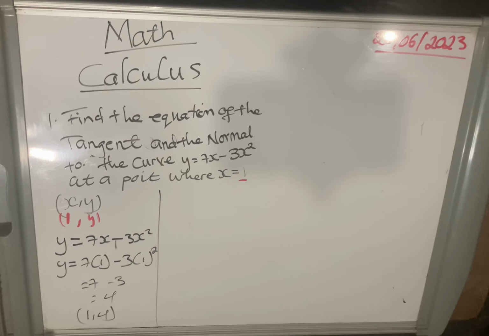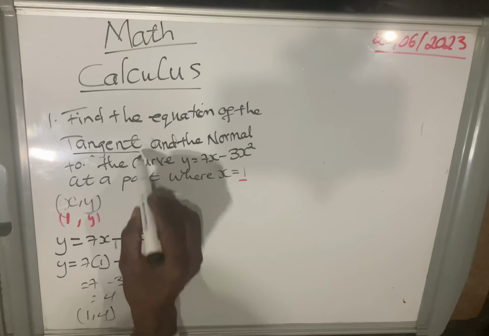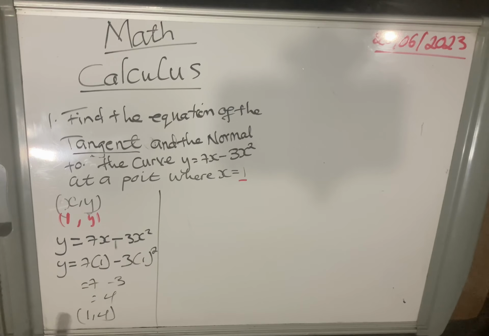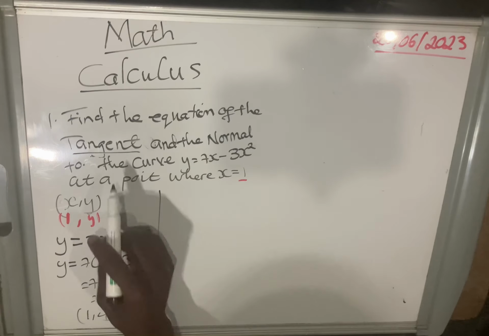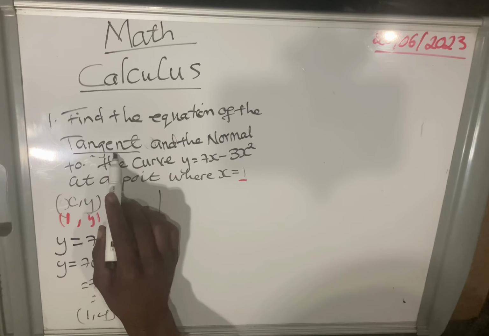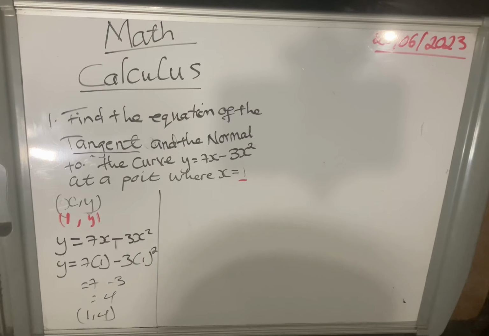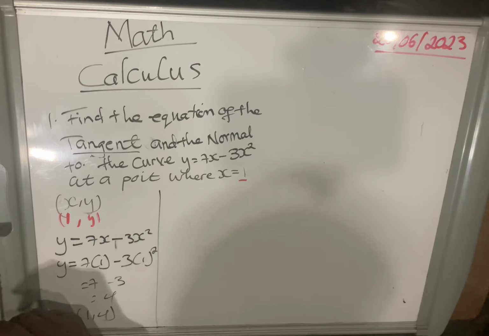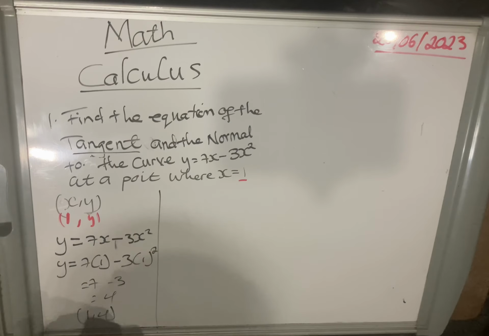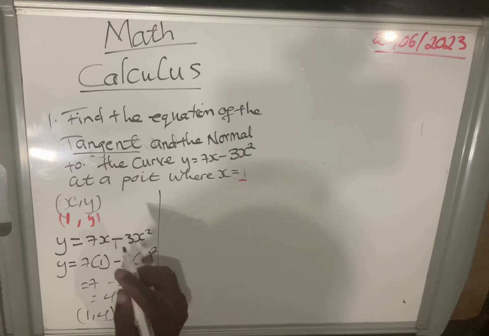Now once we have this point, we have to continue. We have to find now the gradient. Just the way the question is, we have to start by finding the gradient of the tangent in order to find the equation. So we cannot find the equation without the gradient. It's either the gradient is given or you have to find it. So let us find the gradient. To find the gradient, we have to use the formula which is called the gradient function, or dy dx, or the derivative.